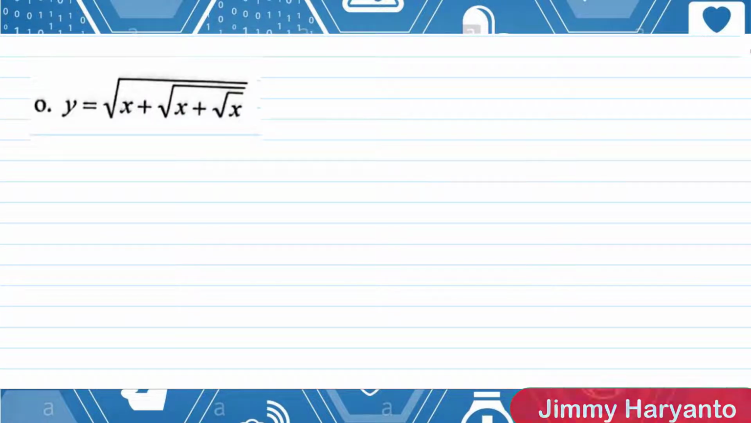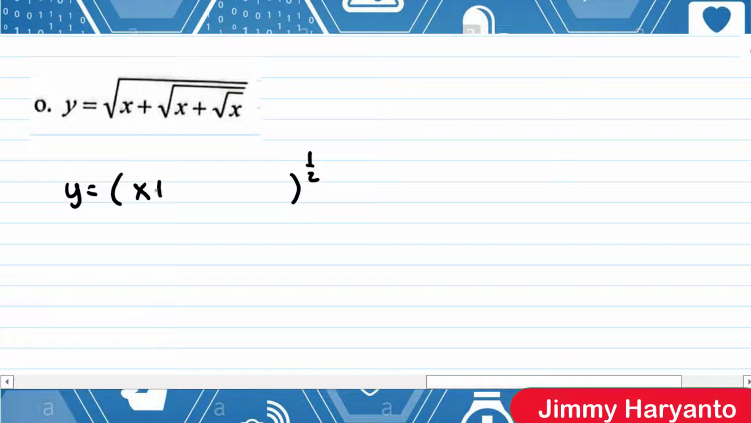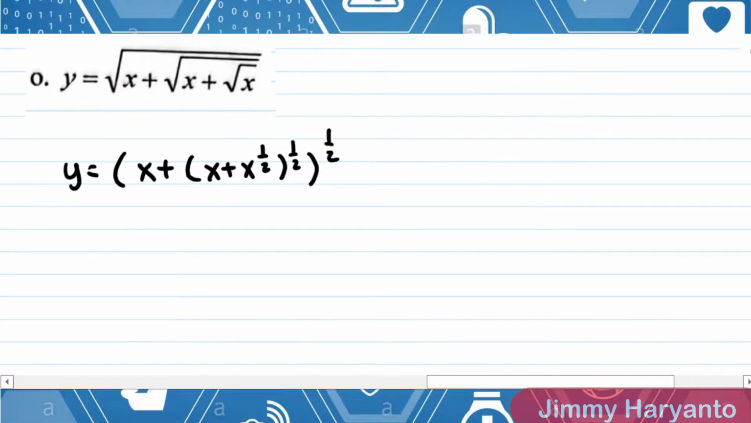And next is for o. For o, it will be difficult if you differentiate it directly. So I will change the square root into powers before we differentiate. So I have x plus, and then one more time to the power of half, x plus, one more time x to the power of half. Okay, after I change the square root into to the power of half, that means we are ready to differentiate.